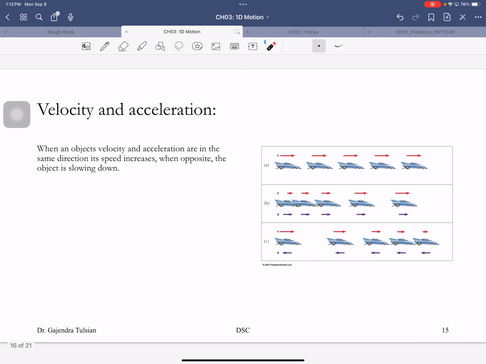And in all these three examples, only the magnitude is changing. The direction of the velocity is not changing. We already saw the more complicated case of the direction changing.